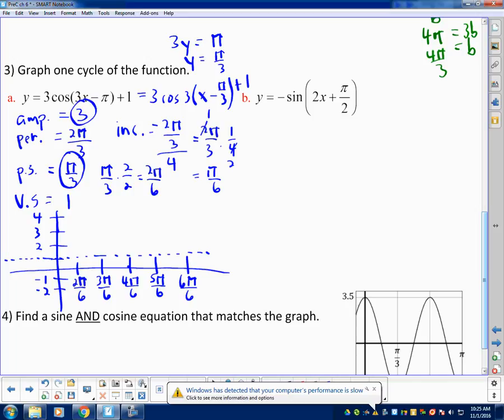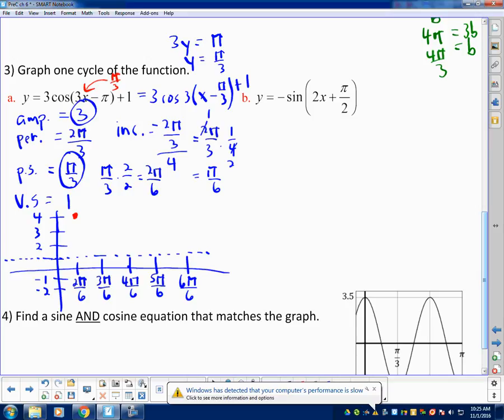And so my period, my cycle is going to go from pi over 3 to pi. I'm starting at pi over 3. This is a cosine function. It's going to start up at 4. If you're not sure what to do, just plug in pi over 3 right here for x. It's not too bad to do. 3 times pi over 3 would be pi. Pi minus pi is 0. Cosine of 0 is 1. 3 times 1 is 3, and 3 plus 1 is 4. So by plugging in pi over 3 for x, I see that I end up at 4. So there's my starting point. I just verified it here.